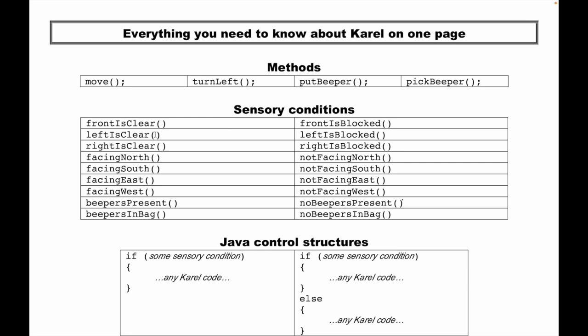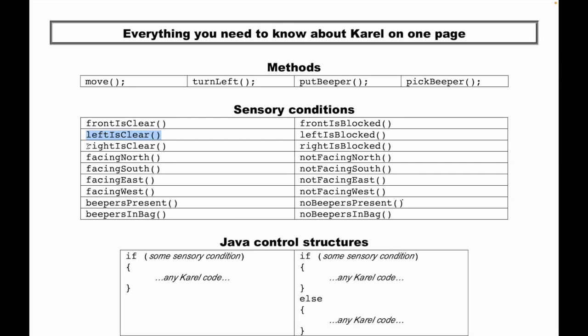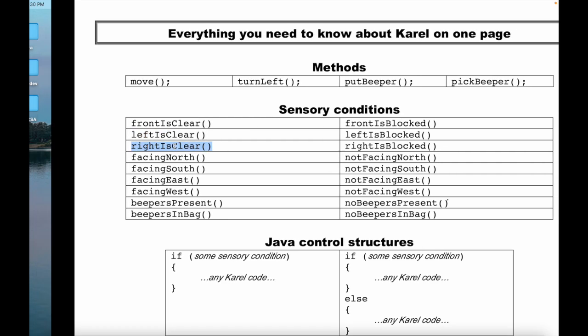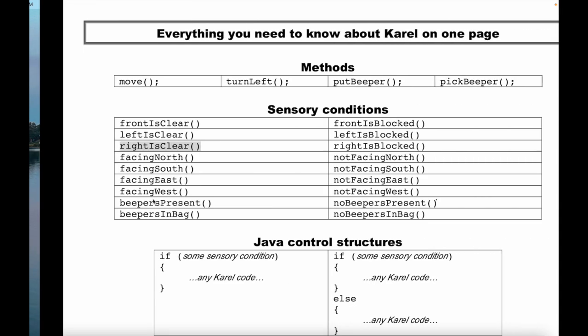It gets a little more self-explanatory based on the next ones. There's left is clear. Weirdly, Karel's left is like the top of their head. So we're really checking is there a wall right here? We've got right is clear, which is a similar thing. Karel's right is actually their feet. In this case, Karel's right is not clear because there is a wall to the right of them.